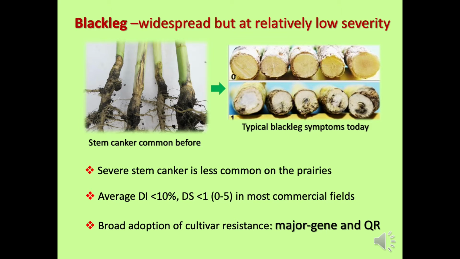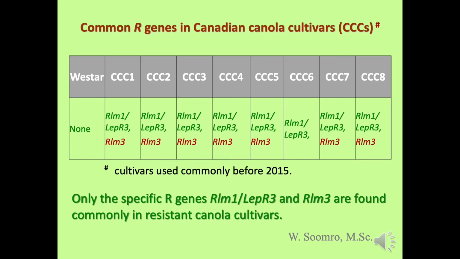This is generally attributed to broad use of resistant cultivars, including both major gene resistance and possibly quantitative resistance. Interestingly, for many years, only a limited number of R genes have been used in Canadian canola cultivars. They're mostly RLM1/LEPR3 and RLM3, although additional R genes are being introduced in the newer varieties in the last couple of years.